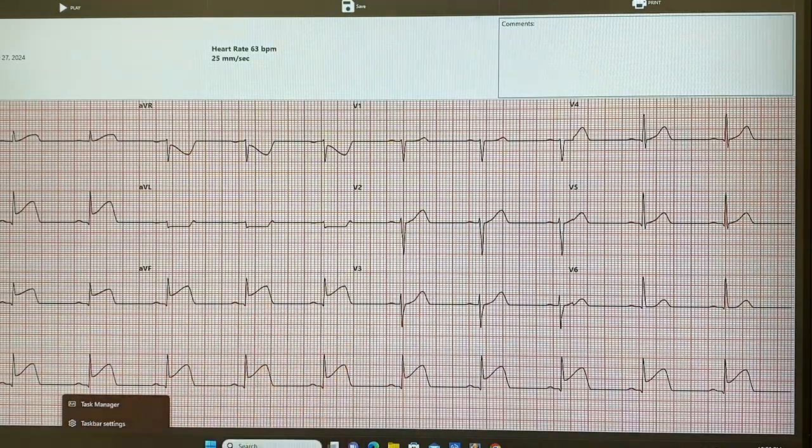Now I didn't go over AVL, AVF, and AVR. Those are extra leads. AVF is inferior also, and AVL is on the left. AVR we actually don't look at. The only reason we look at AVR is to make sure the EKG leads were placed correctly.